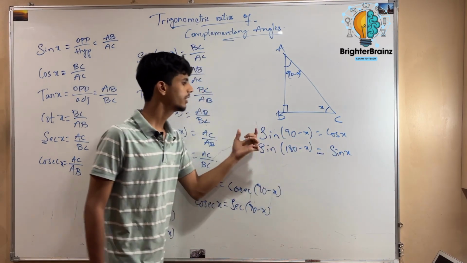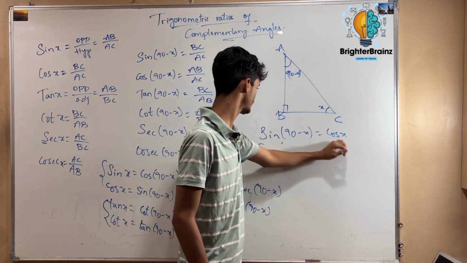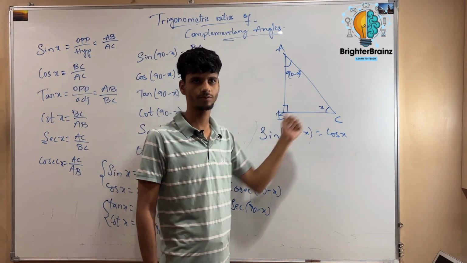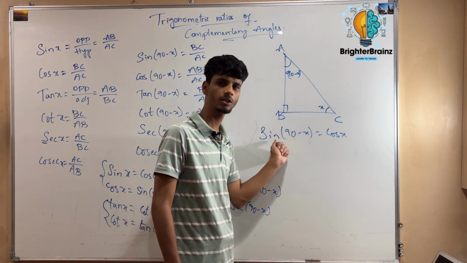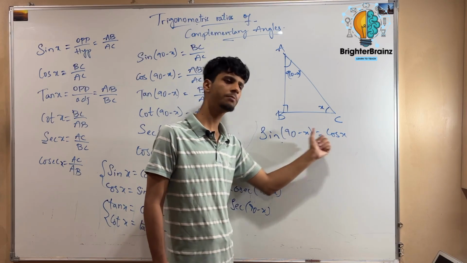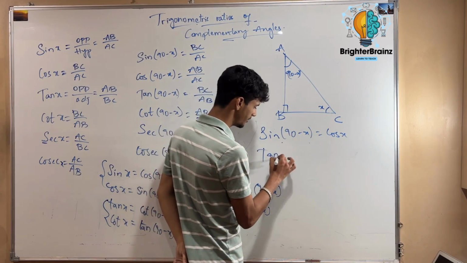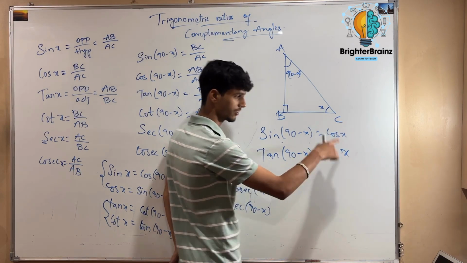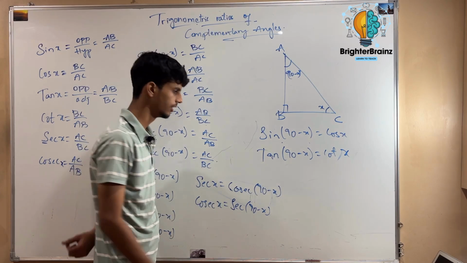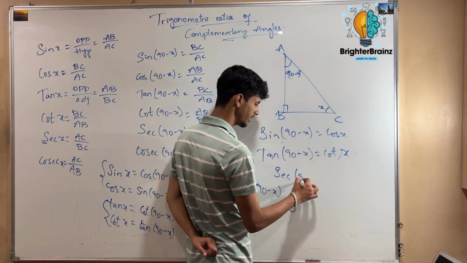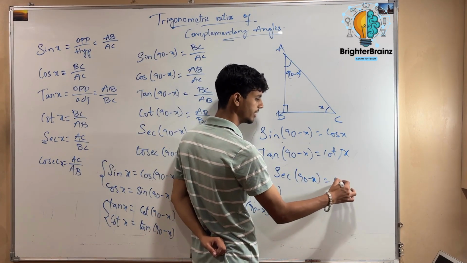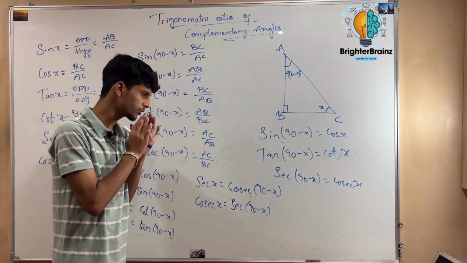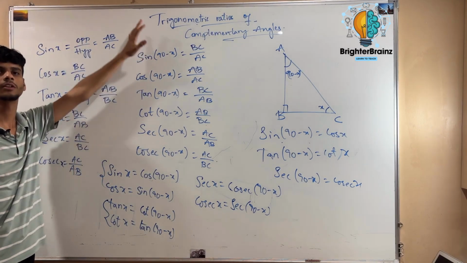Here, when it comes to sin of 90 minus x, when it is 90, the trigonometric ratio will be changed. If it is sin here, then it becomes cos and the angle will be the same. Now if it is tan of 90 minus x, what does it become? Cot x, that's all, not 90 minus x, cot x. If it is secant of 90 minus x, cosecant x, that's all.